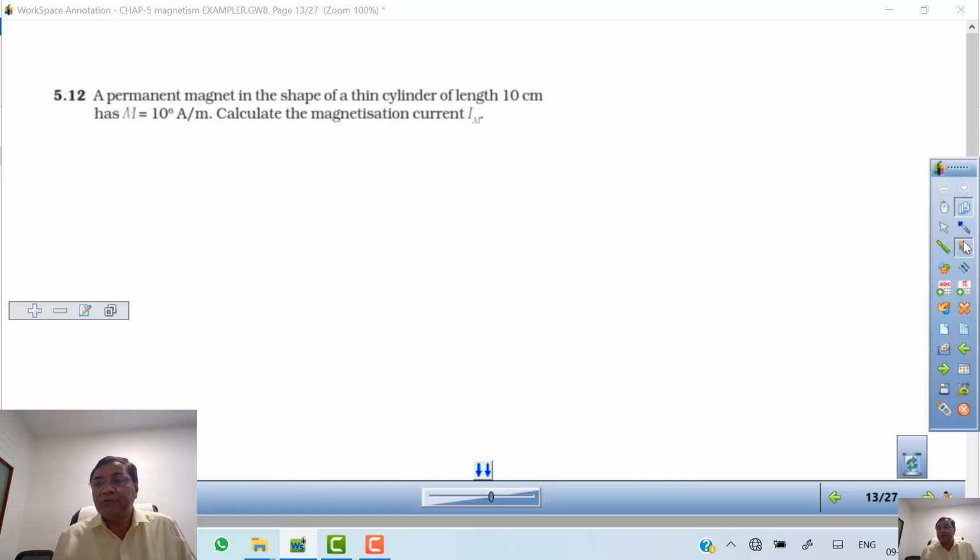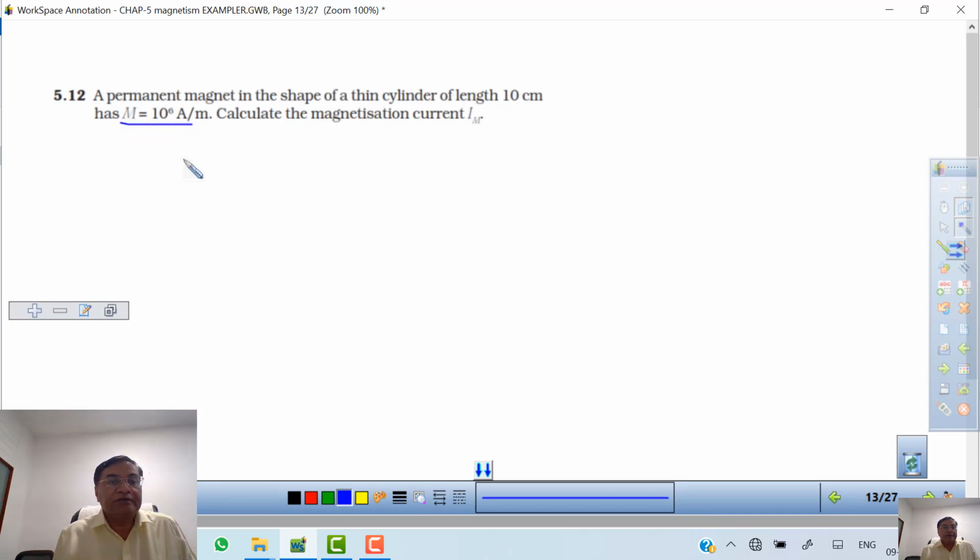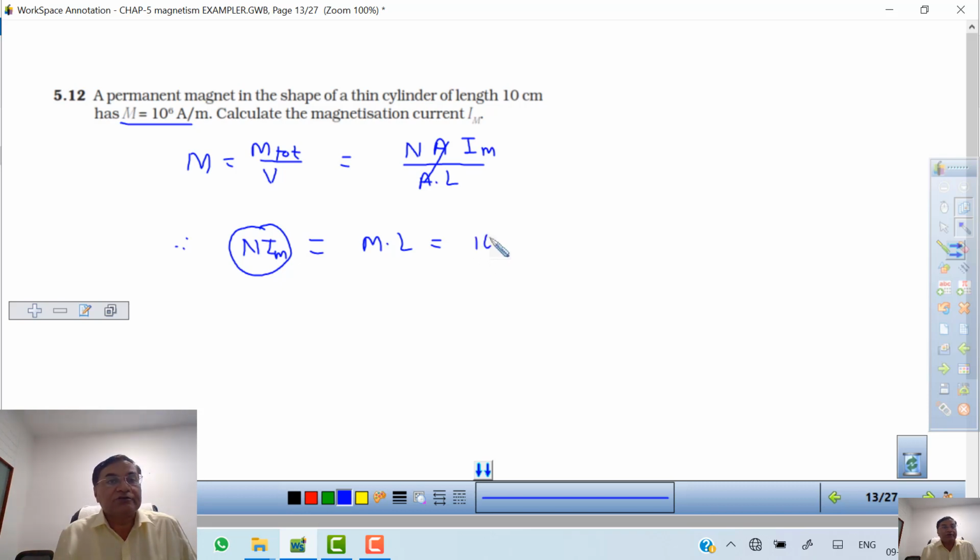A permanent magnet is given. This is the intensity of magnetization, which is M total upon volume. What is M total? It is the total number of turns into area into current, the magnetizing current. Volume is area into length, so the area cancels. This NI is the magnetizing current, equal to M times l. M is 10 to the 6 ampere per meter into 10 centimeters, so 0.1. It comes out to be 10 to the 5 ampere. So this is the total current. It looks like this much current is flowing. Okay.